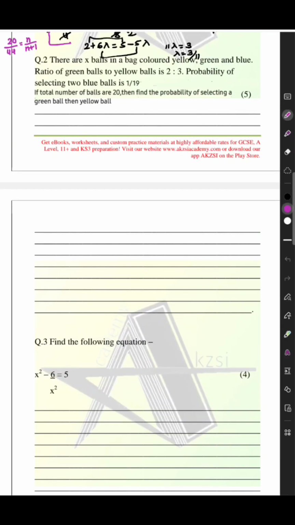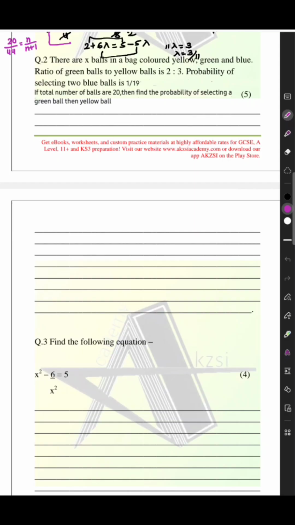Now question number 2 says there are X balls in a bag colored yellow, green and blue. The ratio of green balls to yellow balls is 2:3 and the probability of selecting 2 blue balls is 1/19. If the total number of balls is 20, then find the probability of selecting a green ball then a yellow ball. See, so we have 3 different colored balls, and one thing that is given, that the probability of selecting 2 blue balls is 1/19.